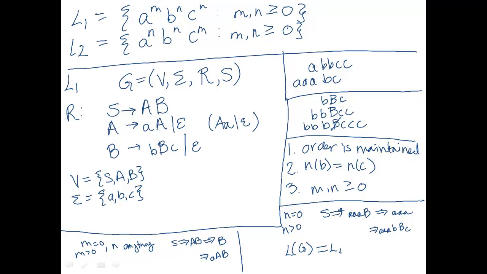Okay, what does this mean? This tells us that L1 is an element of the context-free languages. Why? Because I have a context-free grammar that generates the language L1. Okay, so here's our proof that L1 is context-free.